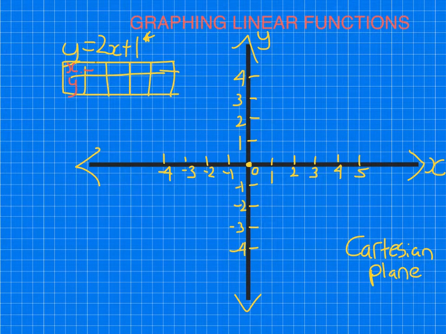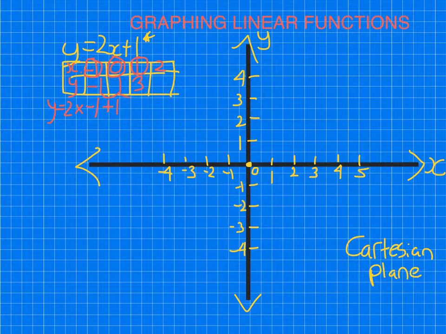So I'm going to choose x is negative, and then I'm just going to go up by 1 in each case. So when x is minus 1, y equals 2 times minus 1, because x is minus 1, plus 1. And that gives me minus 1. So when x is minus 1, y is minus 1. If I substitute in x is 0, then y is 2 times 0 plus 1, which is 1. If x is 1, y is 2 times 1 plus 1. And that equals 3.